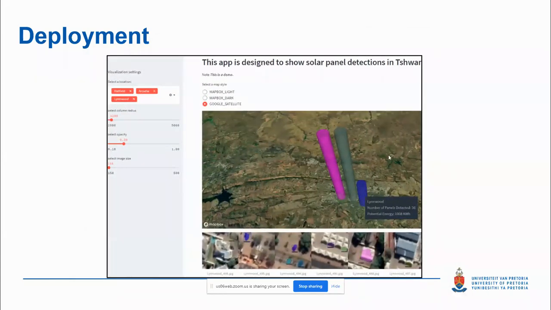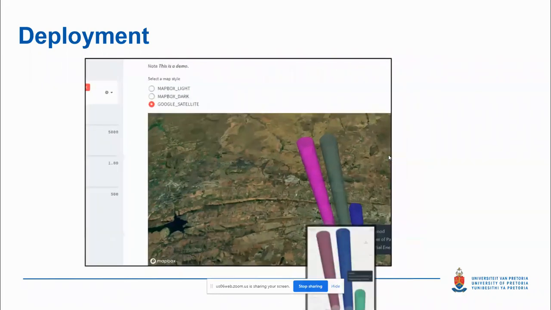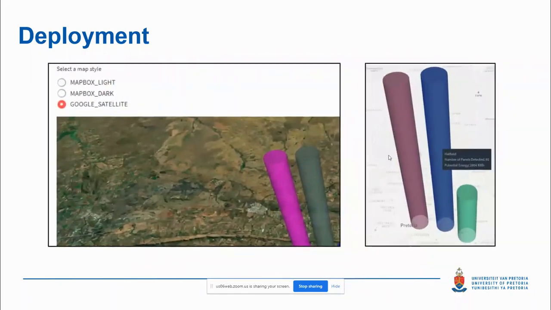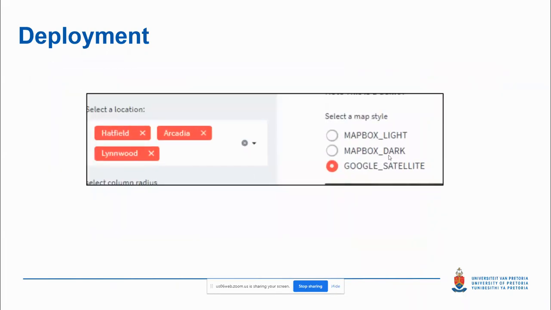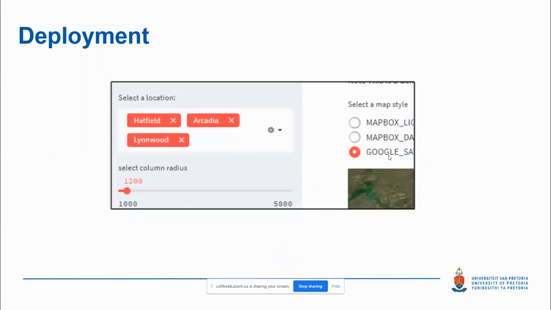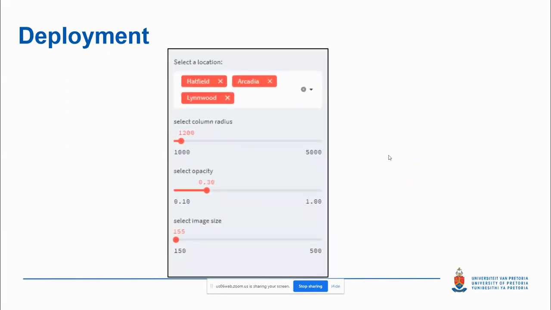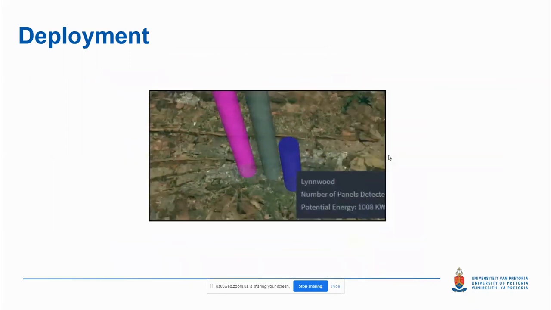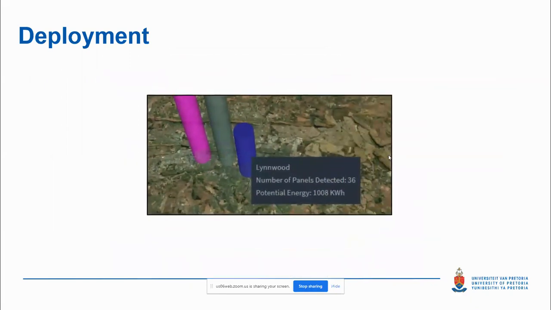So we designed the following Streamlit app where the user is able to firstly change the style of the map, and they can also filter on a particular area. They can adjust the sizes of the different features on the map, and also are able to see the details on the number of detections and potential energy produced by those number of solar panels.